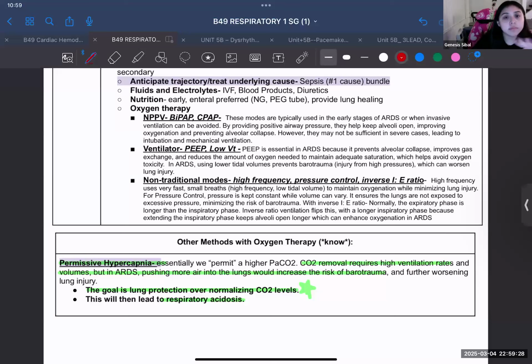But again, we're not wanting to worry about the volume. Remember, for the ventilation, we talked about the differences between volume versus pressure, right? So we can do the pressure, but we don't really want to do the volume because of the barotrauma risks, right? So that's where you see the PEEP come in with a low tidal volume.